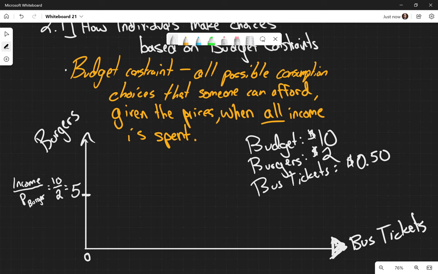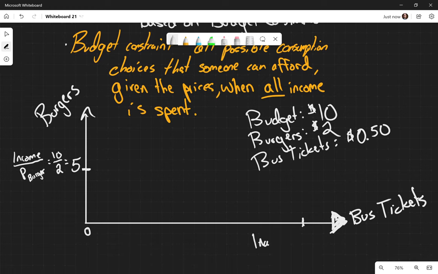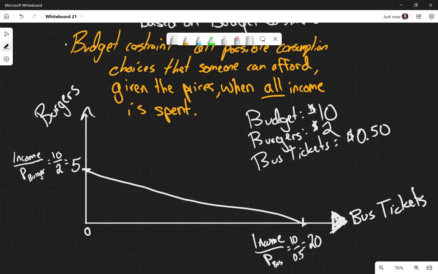To get my x-intercept here, we're going to do a similar thing where we take the income and divide it by the price of the bus tickets, which is going to be 10 divided by 0.5. 0.5 goes into 10, 20 times. So we have the maximum amount of bus tickets, which is also our x-intercept, at 20. And then from here, we can just draw a straight line between the two.